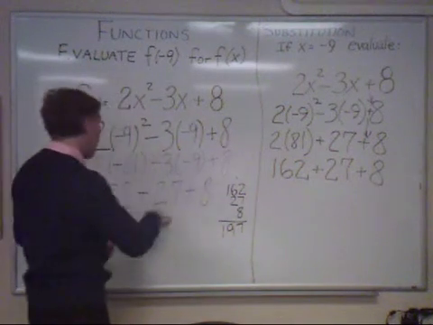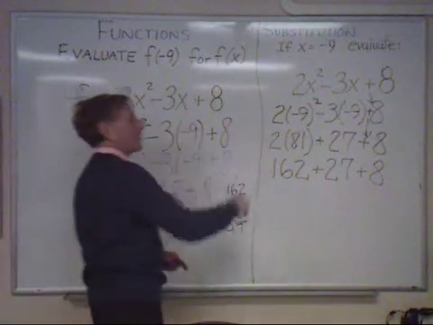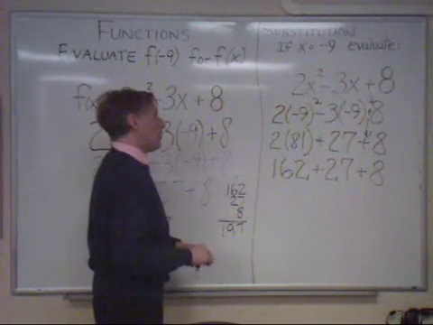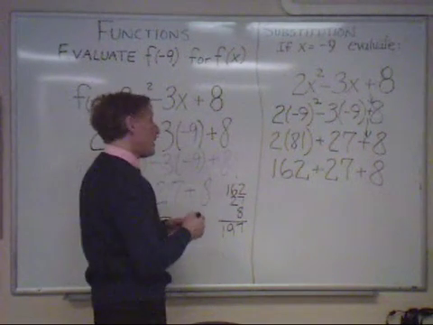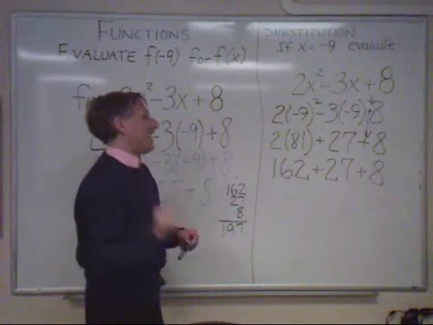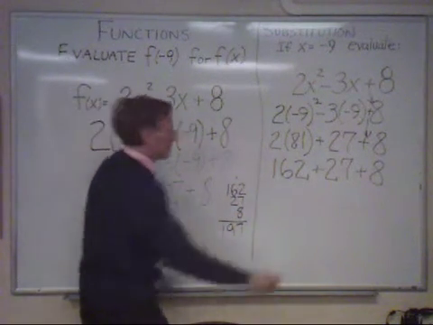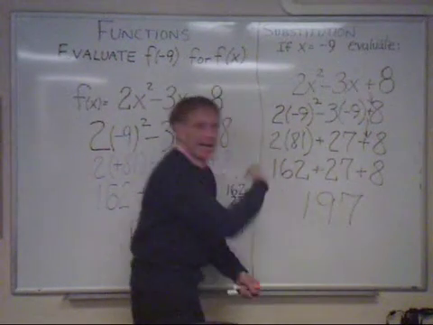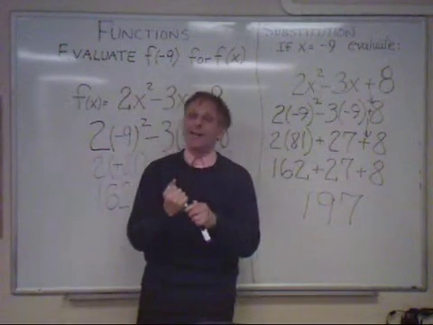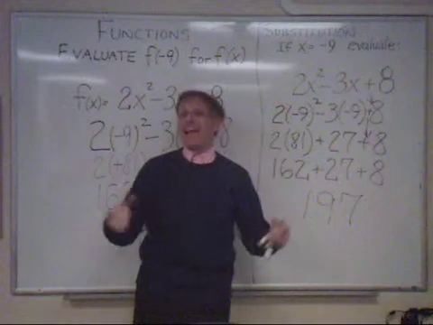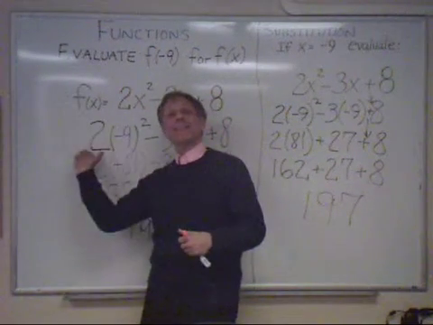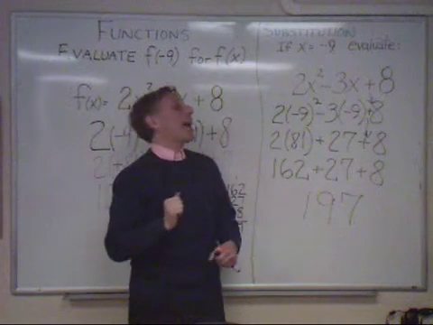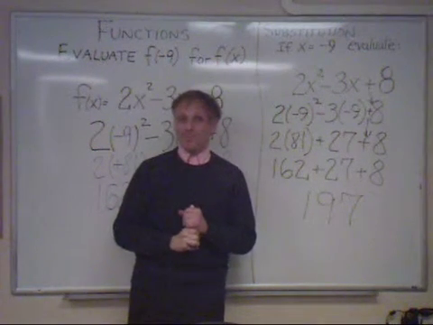And if you remember, 162 plus 27 plus 8, you add them up. 162 plus 27 would be 189 plus 8. Our total of 197. You can do it on the calculator just to double check. That's how you do functions. It's the same as when you're substituting a number for a variable.